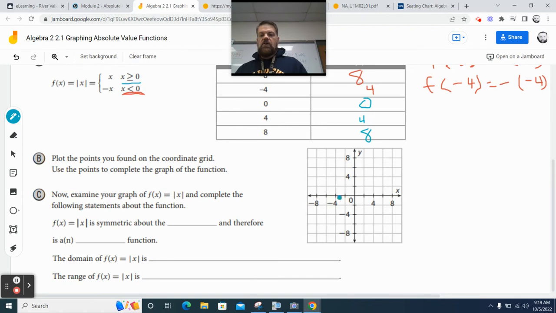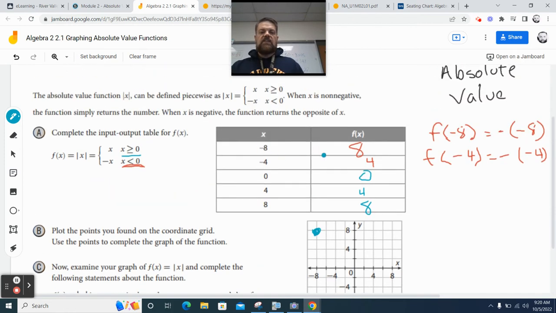All right, so now we got to plot the points. So I've got negative 8, 8, right? If I plot the points, this is like x comma y, x comma y, x comma y. So I've got -8 comma 8, -4 comma positive 4, 0 comma 0. Maybe I'll do this in a different color, like green. So this is my first point. This is my second point. This is my third point. The next one is 4 comma 4.